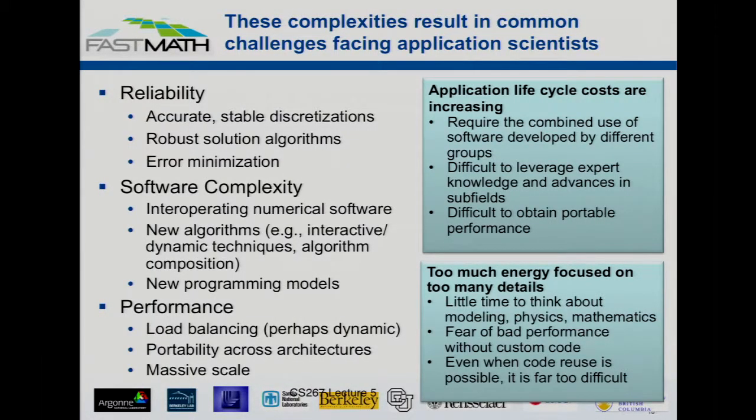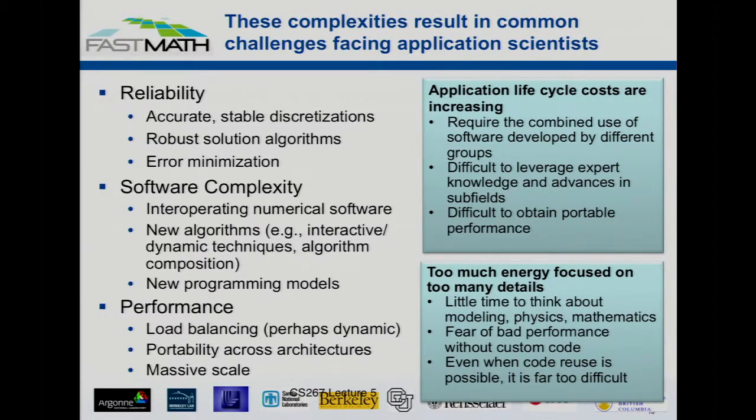And so the challenges facing the application scientists then stem from all of this complexity. Complexity in the software base, the library base, the increased physics that they can do, the performance that they want to get on the machines, which are increasingly complicated. And so what it's leading to in general is that application lifecycle costs are increasing rather dramatically. And so it's taking longer and longer to build applications for these machines, to debug them, to get them to perform well. And particularly if you want them to perform well on all the different kinds of architectures that are being made available today.